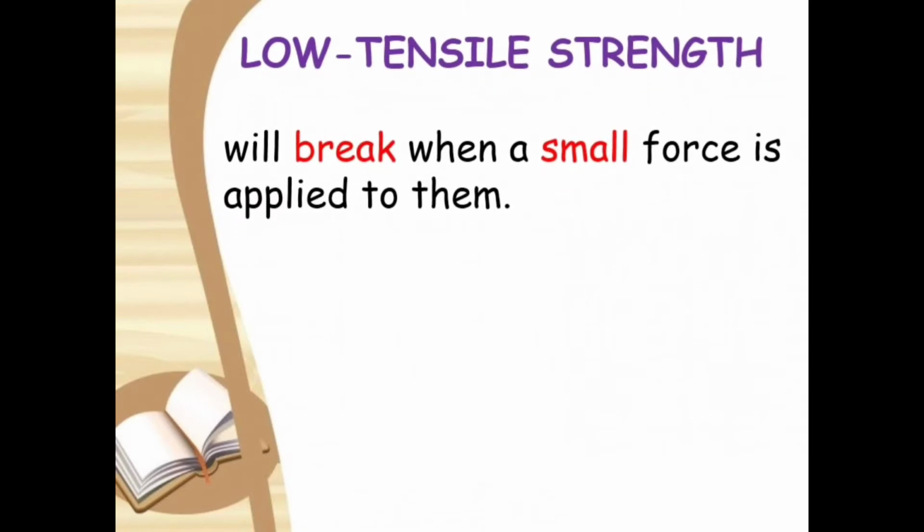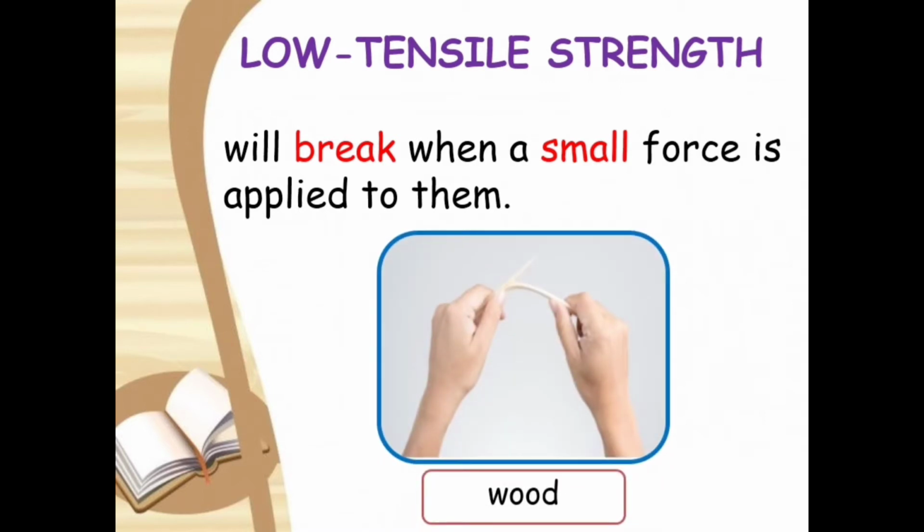The first type of tensile strength is the low tensile strength. Materials with low tensile strength will break when a small force is applied to them. It's like this picture, a wood. Wood can be easily broken.